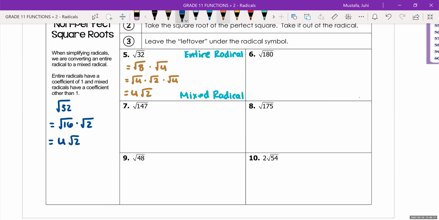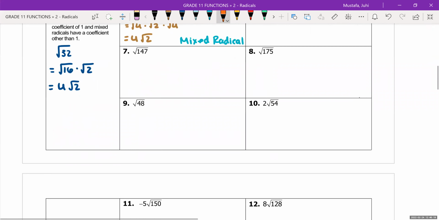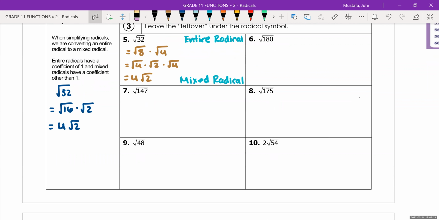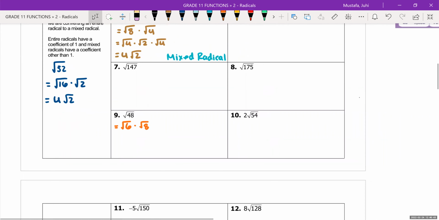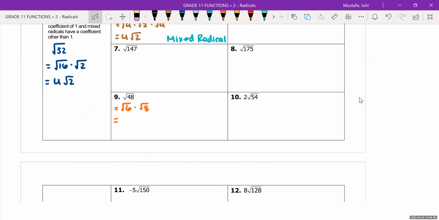Let's go down to question number 9. Root 48. Can we think of two numbers that multiply to give us 48? Denisa? Sure. So we're going to go root 6 times root 8. None of these numbers are perfect squares, which means we need to keep going. What can we simplify root 6 to give us? Yep, so we're going to get root 3 times root 2.